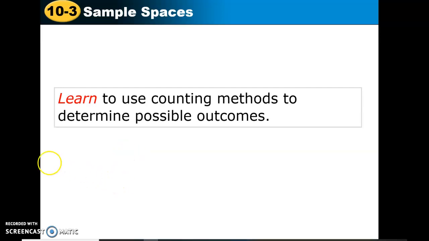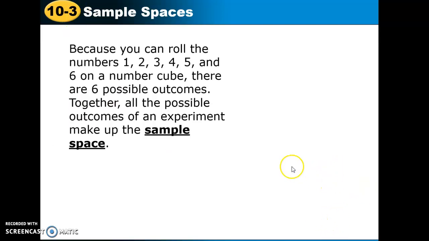Okay. Today we're going to continue with our probability and we're going to talk about sample spaces. When we talk about sample spaces, we use certain counting methods. To come up with the first definition, we're looking at something called sample spaces, and all the different outcomes of an experiment make up a sample space. So we have an example here.